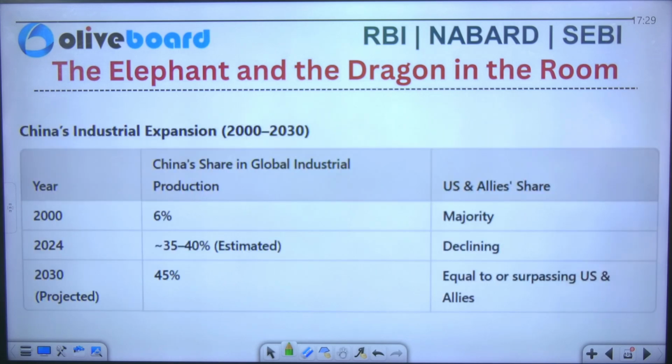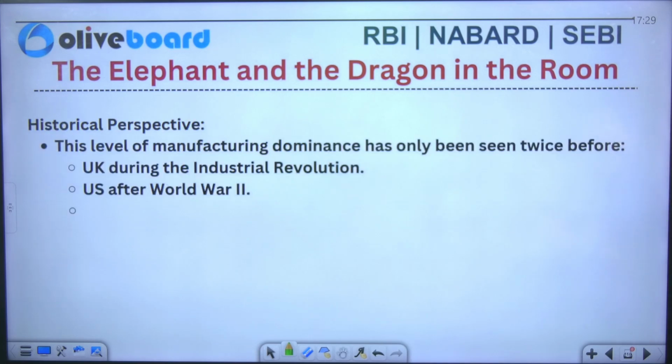Now we'll see the situation of China. You can see here that in the year 2000 it was contributing 6%, and by 2024 the estimate was 35 to 40%, and the projection by 2030 is 45%.